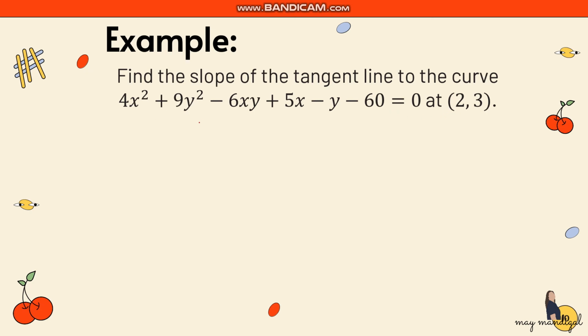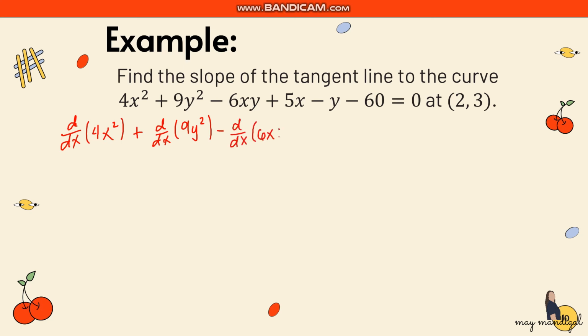Since we have the curve and we have to find the tangent, what we need to do is just find the derivative of this curve and then evaluate it later using the point (2, 3). So let's do it now. Since this one is an implicit function, we have to do implicit differentiation. So you get the derivative of each term.